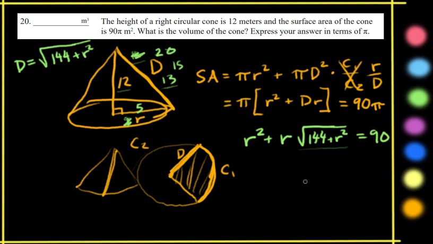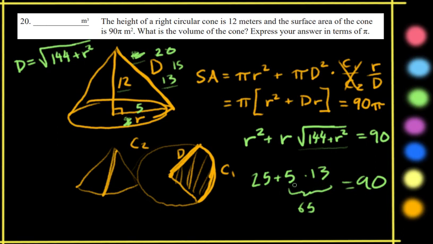And it turns out that one of those works very well, and it's the 12, 5, 13 triangle. So if you put 5 in here for r, you get 25 plus 5 times 13, and 5 times 13 is 65. 65 and 25 is indeed equal to 90.